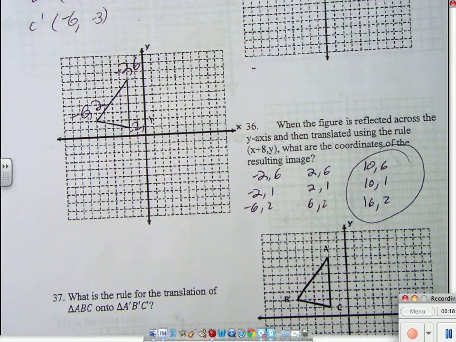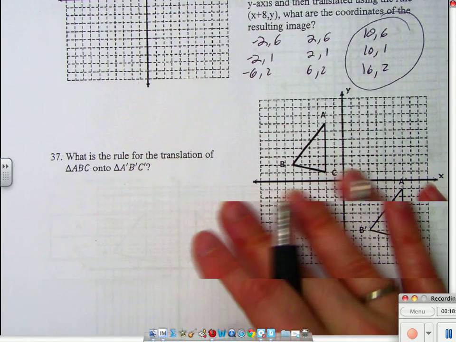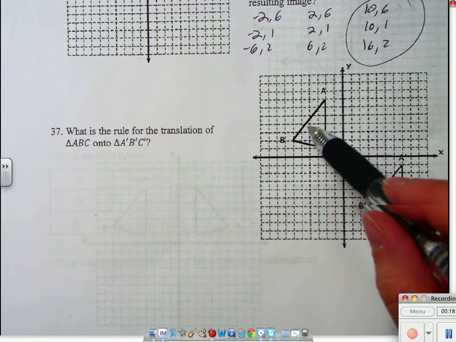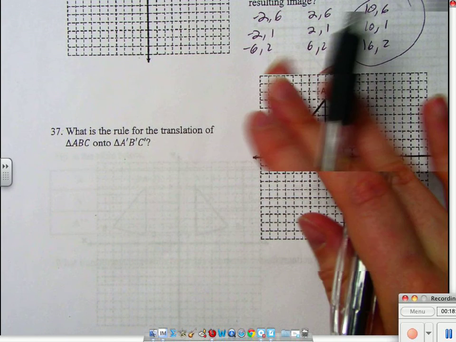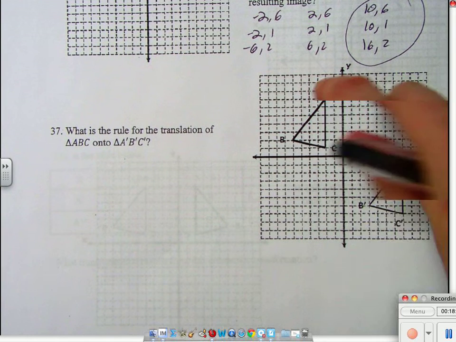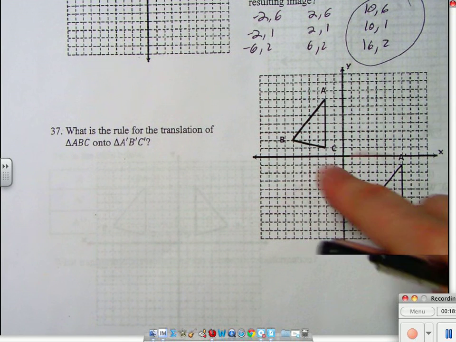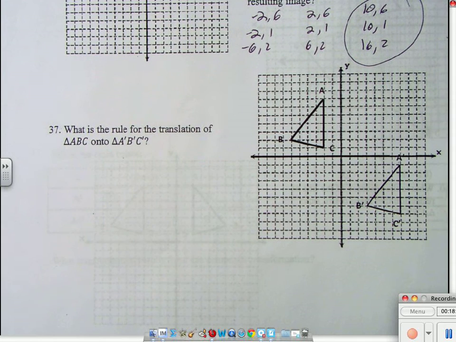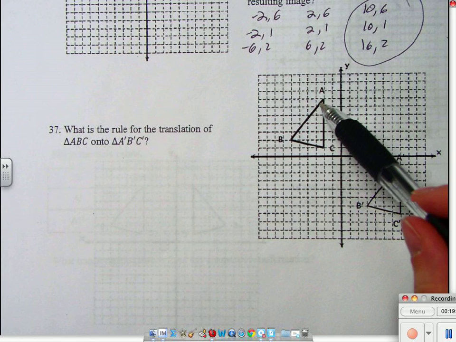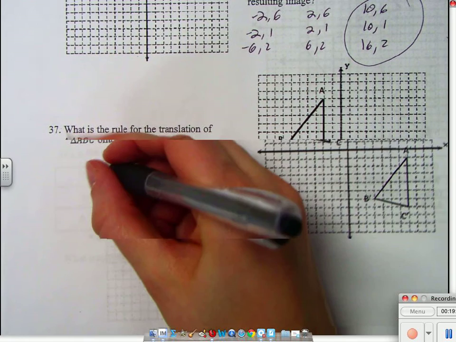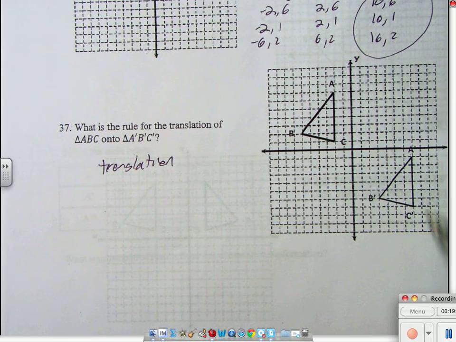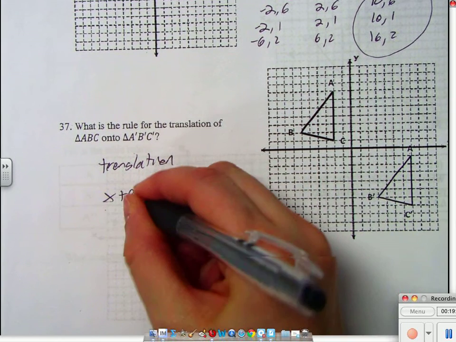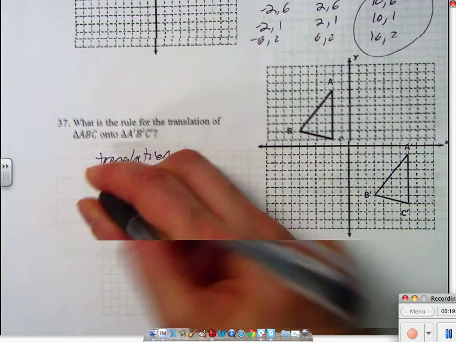Number 37, what happened here? What translation took place? Okay, no, we did not reflect, because B is on the same side, and it would be on the opposite side if we reflected it. So what do you think we did here, guys? We translated it by what? How many did we go right, left, up, or down? 9, negative 8. We went x plus 9, y minus 8. Good. Okay, number 38.